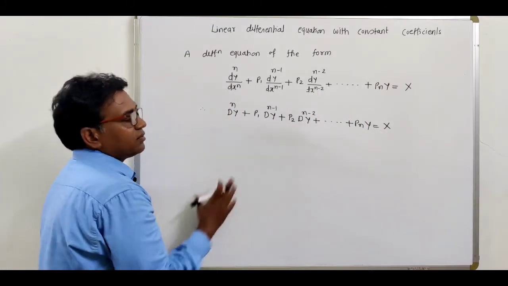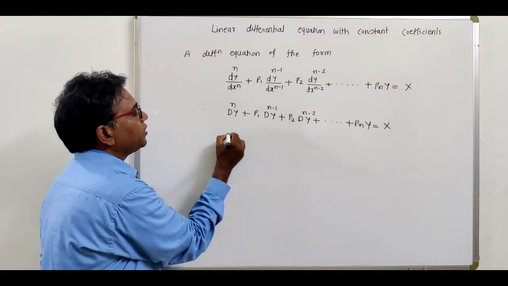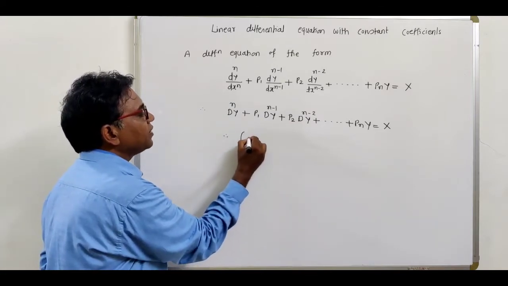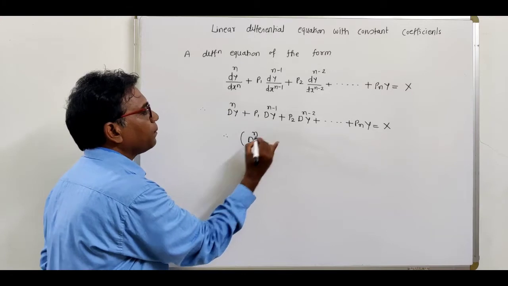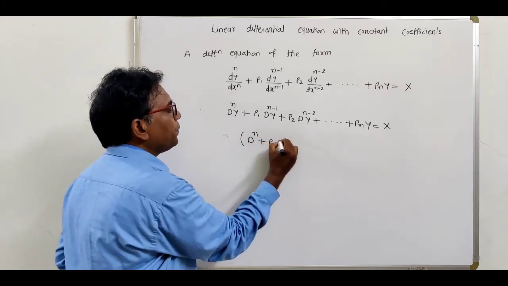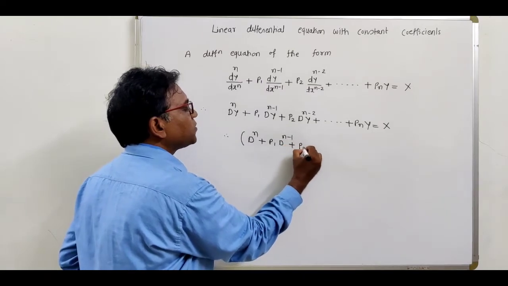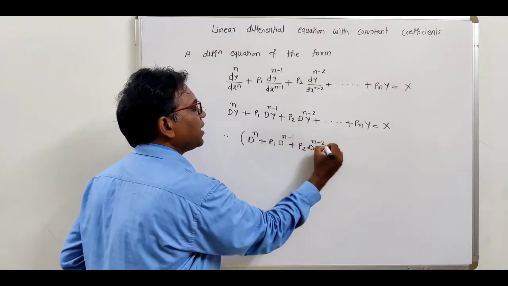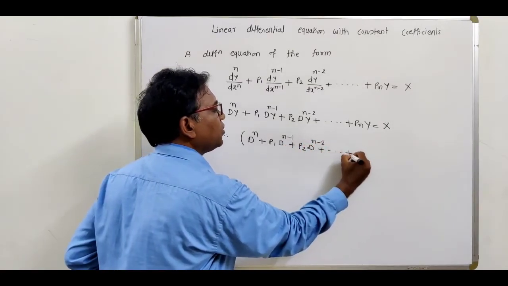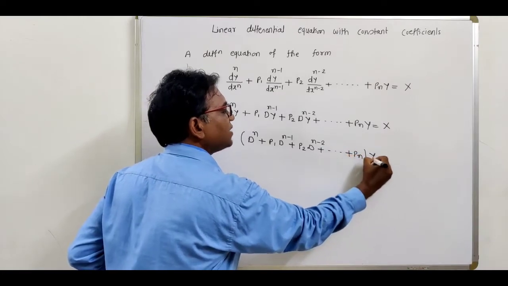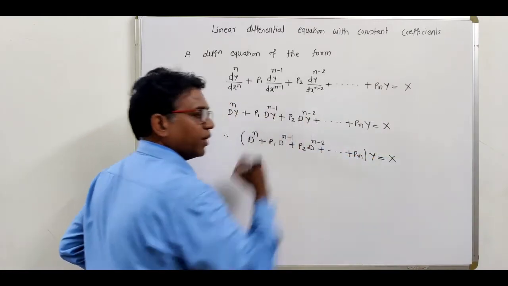Now let us take out this y as a common term. So this equation is D^n plus P1 D^(n-1) plus P2 D^(n-2) plus ... plus Pn, taking out y as a common term, is equal to X.